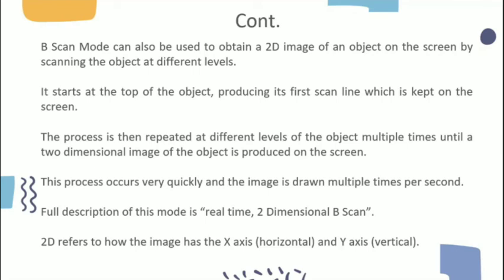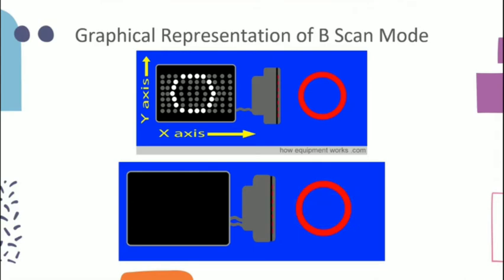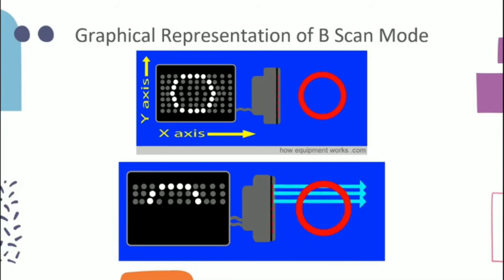The full description of this mode is real-time two-dimensional B-scan. 2D refers to how the image has the x-axis horizontal and y-axis vertical. As you can see, this is the graphical representation of B-scan mode. You can see that it's producing a 2D image on the screen.